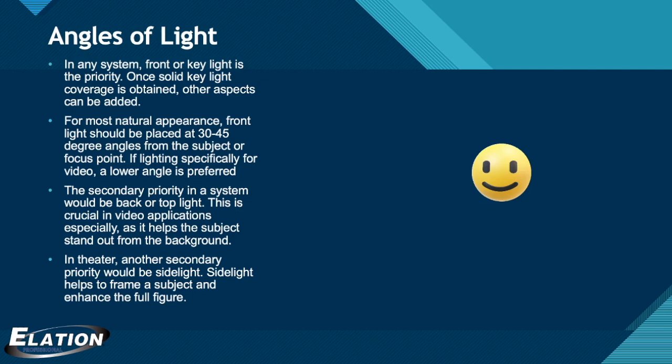In any system, the front or the key lighting is going to be your priority. That is going to be your main source of illumination on the stage or on the subject. So once the solid key light coverage is obtained, we can move on to the other aspects. For the most natural appearance, when we are placing lighting fixtures, we want to elevate them 30 to 45 degrees from the subject or the focus point. What that placement does is it emulates natural sunlight in the environment, and it also helps to give shape and definition to the subject.